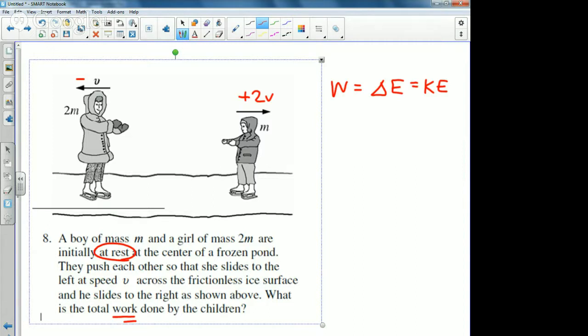So kinetic energy is 1/2 mv squared, so let's just add them up. 1/2 2m times v squared plus 1/2 m times 2v squared. Now the reason I'm adding is because this is a scalar quantity. Direction does not matter. Okay?